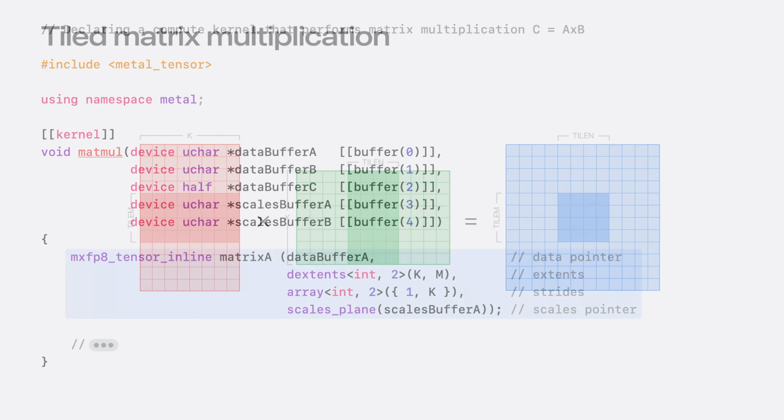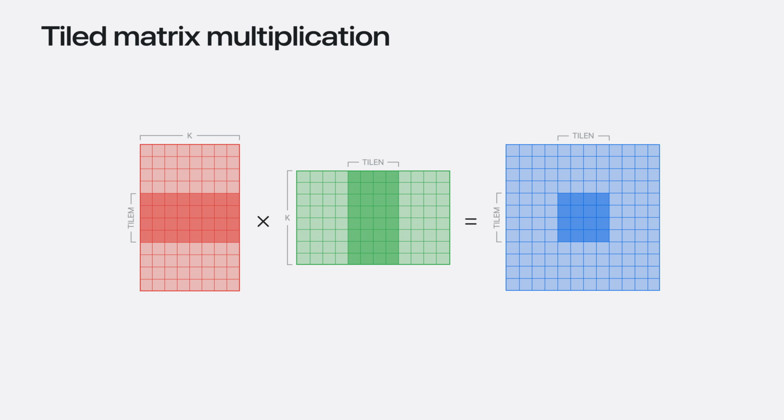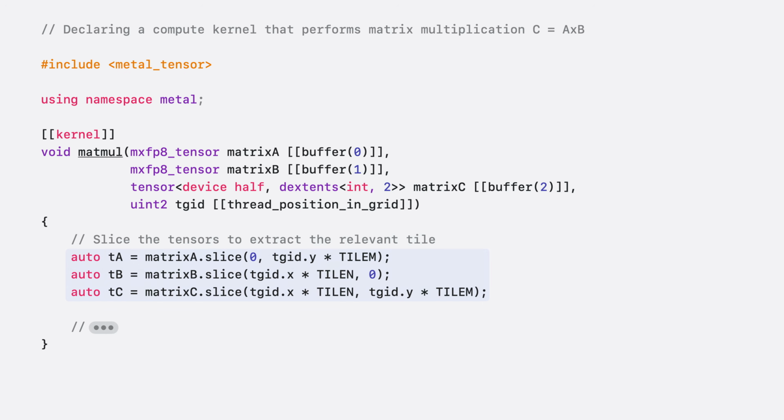As I mentioned earlier, we will divide the problem over many thread groups for better parallelism. First, we will slice out the tile for each thread group and then perform the multiplication with Tensor Ops. To do this, simply call slice on your input and output tensors using the thread group ID. The data and the scales plane will both be sliced simultaneously according to the block size.